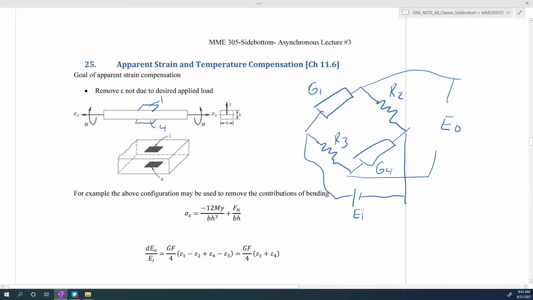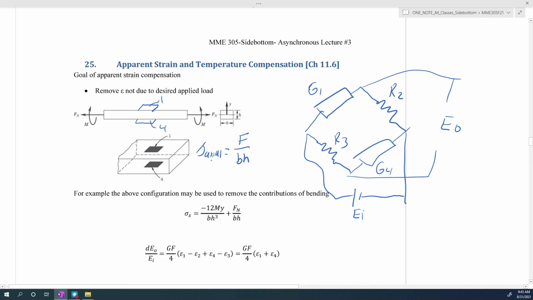If we have strain on the top and bottom surface of our beam, that strain is going to be due to our applied normal load and our applied moment. So our applied normal load would give us an axial stress, and that would be experienced equally on the top and bottom surface of the beam, and that would be equal to the force over the cross-sectional area, BH.